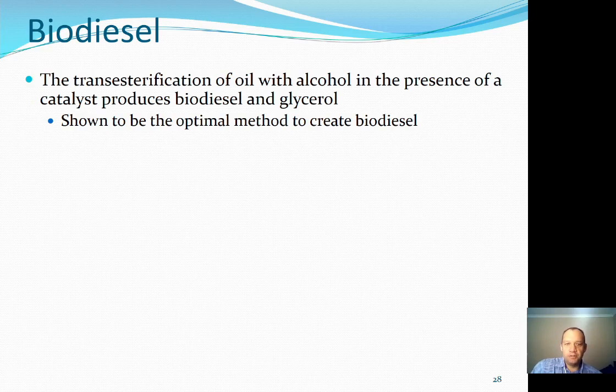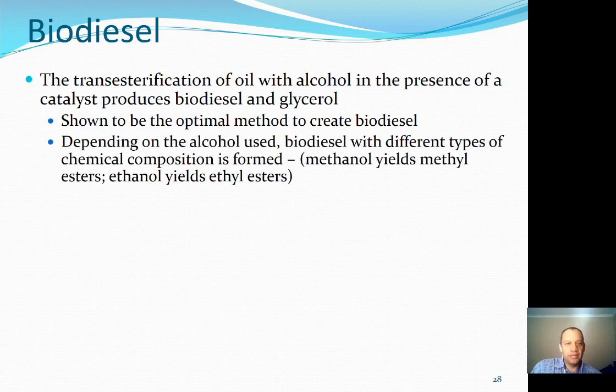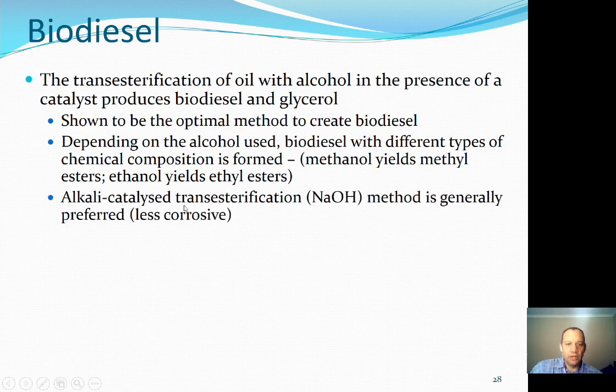It's an optimal way of creating biodiesel through this transesterification process, and depending on the alcohol used, biodiesel with different types of chemical composition can be formed. Using methanol for your transesterification, you get a methyl ester, and with ethanol, of course, you get an ethyl ester. Your catalyst can also be different types of catalyst.